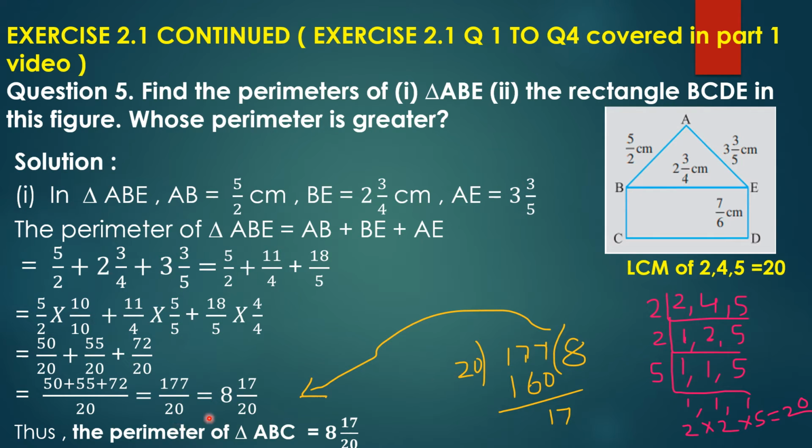177 by 20 equals 8 17 by 20, because when we cross verify, 8 into 20 is 160, 160 plus 17 is 177. Therefore 177 divided by 20 is nothing but 8 17 by 20. So this is the perimeter of the triangle ABE.